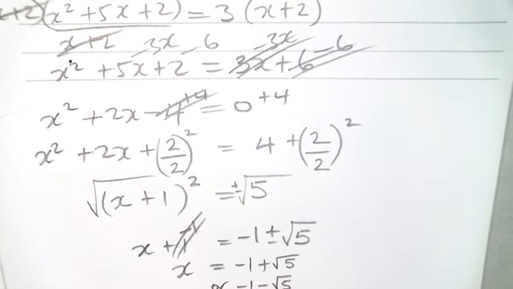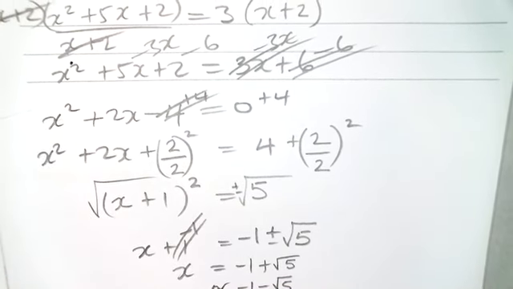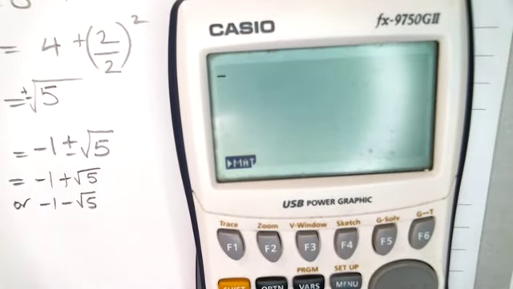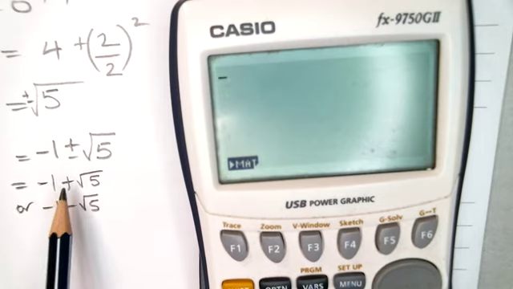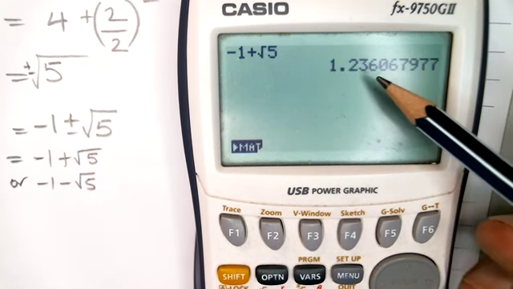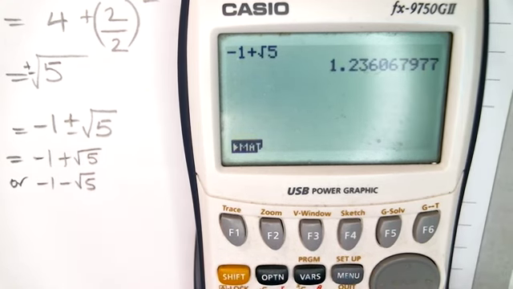And let's see where that comes to. So I'm just going to go x menu as well. Here we go, and just type in all that. So I'm going to type this bit here. Negative 1 plus root 5. Here we go. So I've got negative 1 plus square root of 5. And I get 1.236.